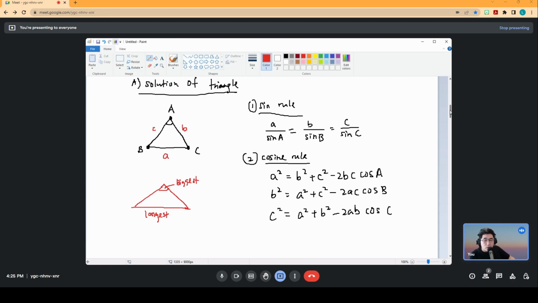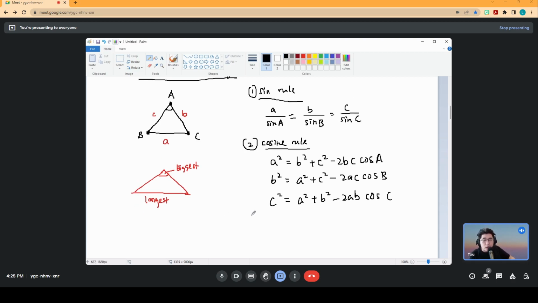Other than the sine rule and the cosine rule, what are the rules that can appear when we deal with a triangle? We can calculate the area of a triangle. The area of a triangle can be expressed by using the neighbouring sides as well. Let's say I have this one as my neighbour, or this one, or this one here. So the area of a triangle can be expressed in the form of 1 over 2 ab sine C.